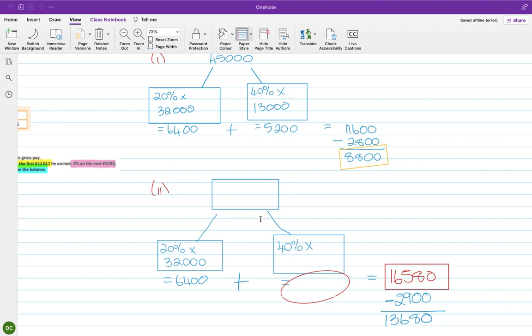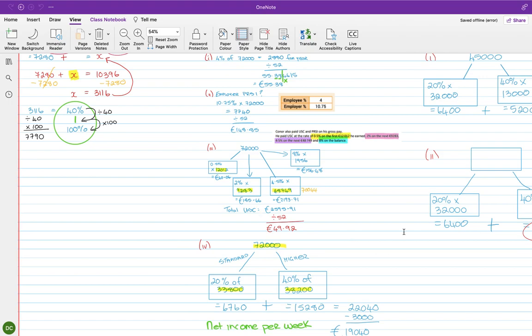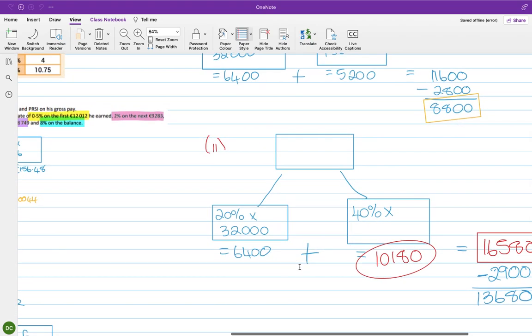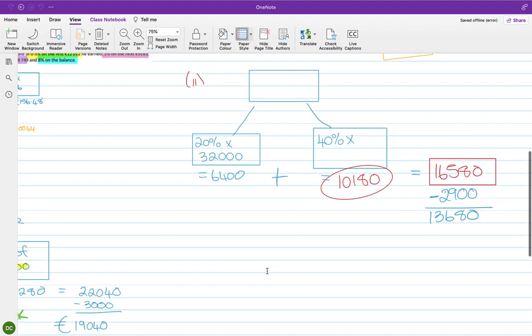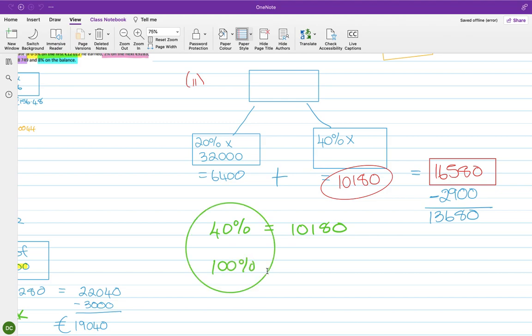So that is 10,180. Now we can do what I did in the previous question. So, oh crap, sorry. So that 10,180 is 40%. So 40% equals 10,180, and we want 100%. You work on the complete side. We don't have a 1, so we put 1 in. 40 to 1 is divided by 40. 1 to 100 is multiplied by 100. Whatever you do to the left, you must do to the right. So we're going to divide by 40 and multiply by 100.